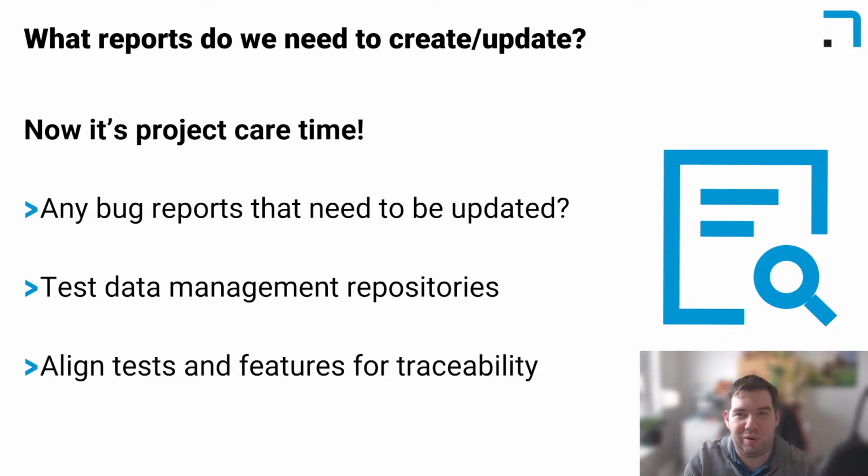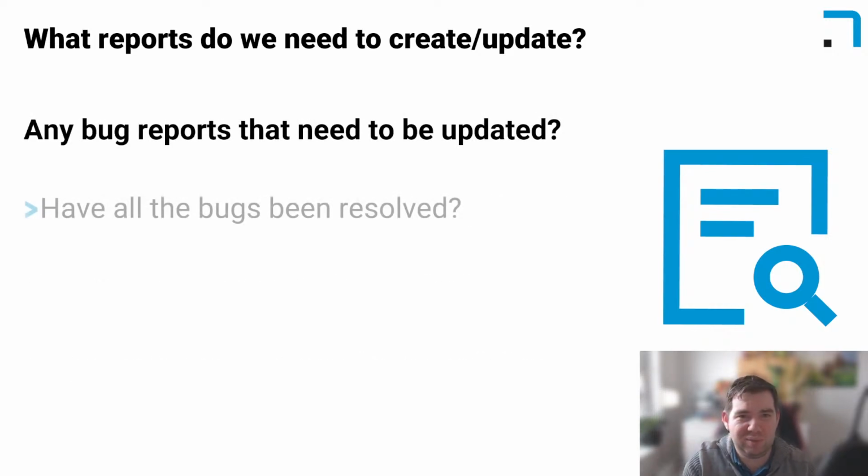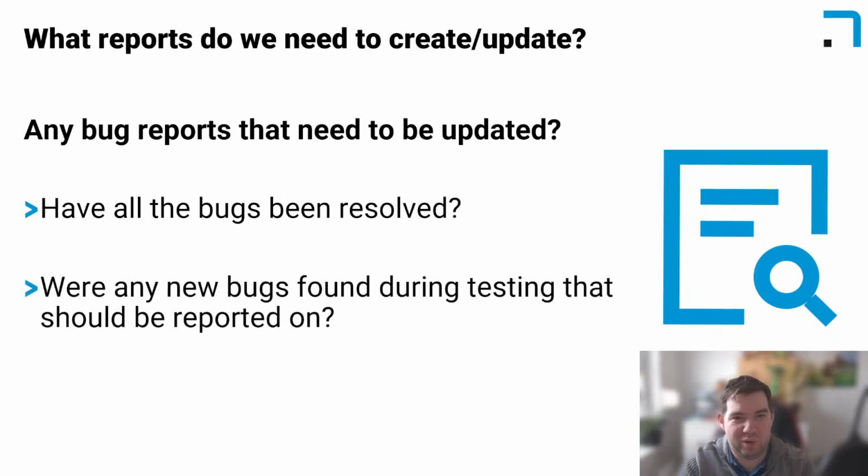But first, let's talk about our bug reports. Do we have to update any of our bugs? Have all of our bugs been resolved? Maybe we had a bug report previously that this is what we were actually testing for. We were testing to make sure that the bugs have been resolved. If they have, perfect, we can close out these bug reports in the proper format. But maybe in our testing or otherwise, we found new bugs that we should report. Maybe the test went green, sure, but when we looked at the logs, we saw behavior that was unintended.